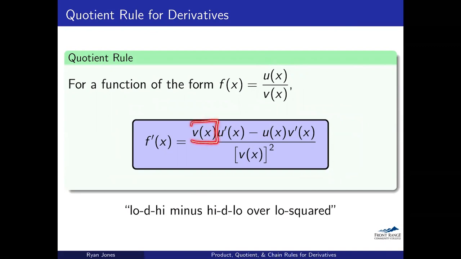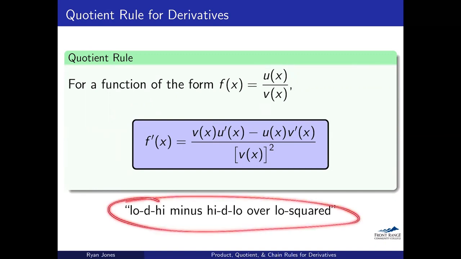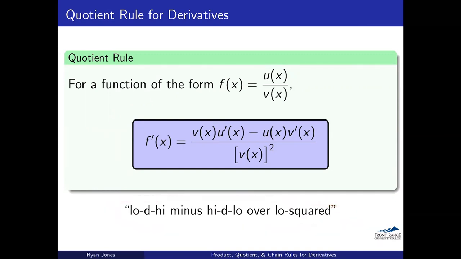V of x, which is the bottom, multiplied by the derivative of u, which is the top, minus u, which is just the top, multiplied by the derivative of v, which is the bottom, all divided by v squared here. So that bottom squared. And one way that I like to memorize this or remember this is this little low d high minus high d low over low squared. For me, that's always just kind of stuck in my head as a tiny little jingle, a little tune that gets stuck in my head.